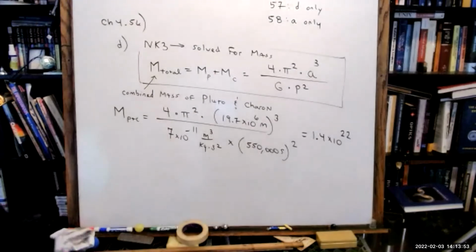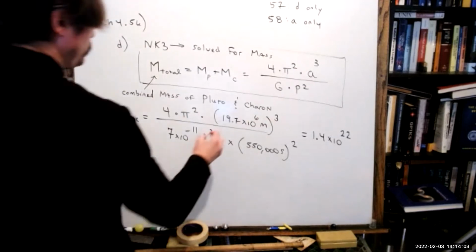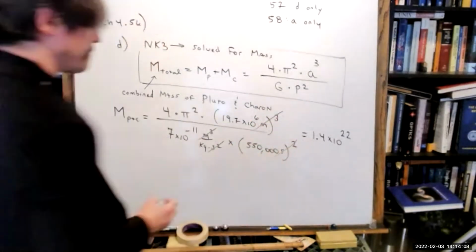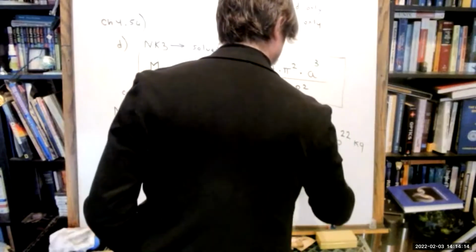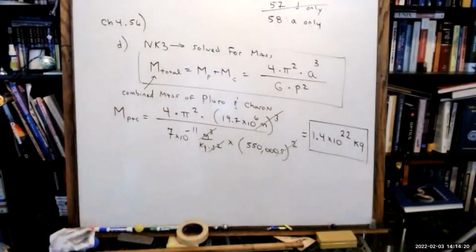Also, the units don't work in the same way. Meters cubed, take a look. Meters cubed cancel, seconds squared cancel. So it'd be kilograms. That's right, which makes sense because it's a mass. Box that up. Boom, 57D done.